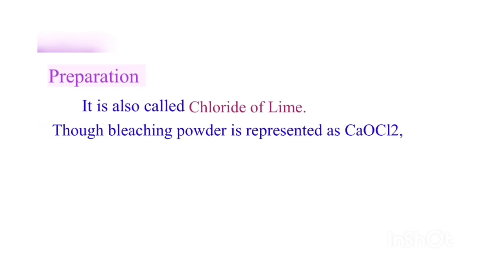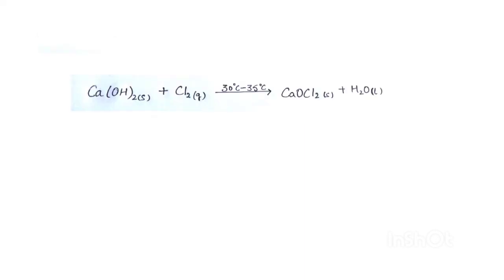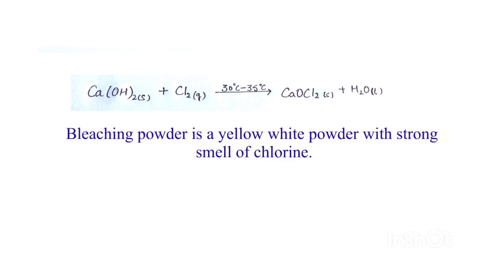Though bleaching powder is represented as CaOCl2, the actual formula is quite complex. It is prepared by passing chlorine gas over dry slaked lime at 30 to 35 degrees Celsius. Here is the chemical equation for the process. See, chlorine gas is passed through calcium hydroxide or dry slaked lime at a temperature of 30 to 35 degrees Celsius, which gives bleaching powder and water. Bleaching powder is a yellow-white powder with a strong smell of chlorine.